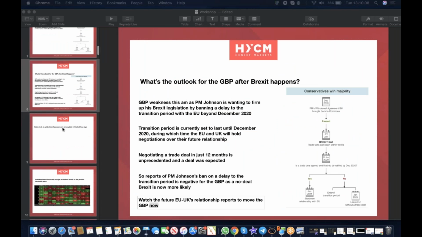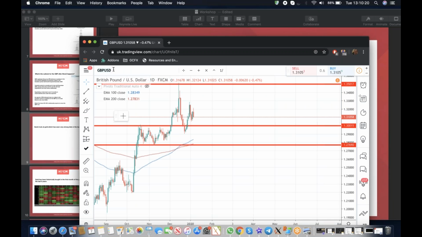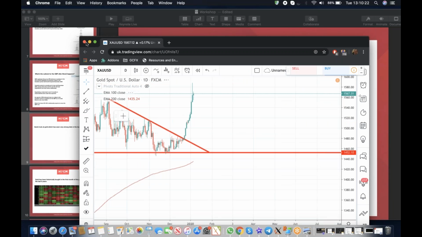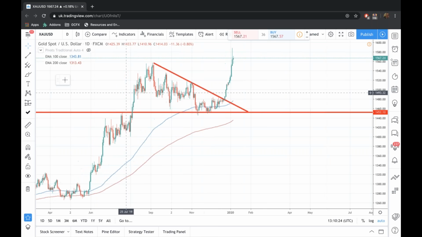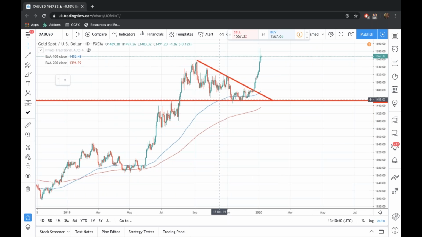The next thing that I wanted to look at is gold for the start of January 2020, because we've seen some very strong bids in gold in the last few days. Now, this was a commodity that I was flagging up, and I put out a video when price was about 1480 for HYCM. You can just see a couple of things that I wanted to note for gold: in a low interest rate environment, gold has been bid.